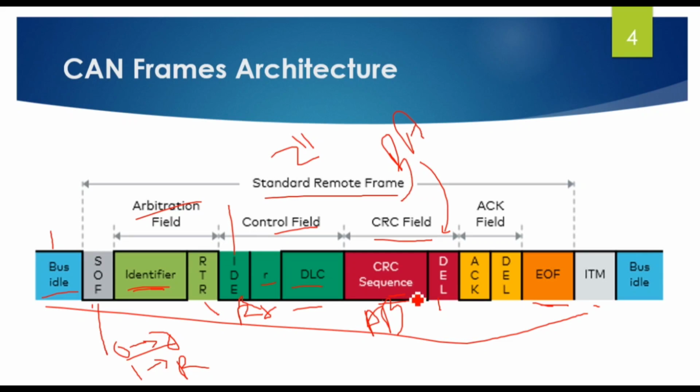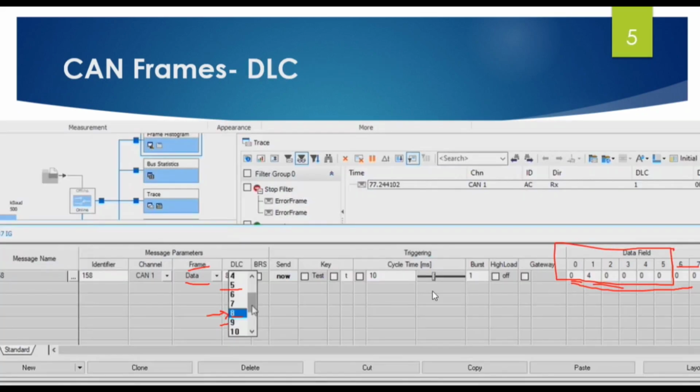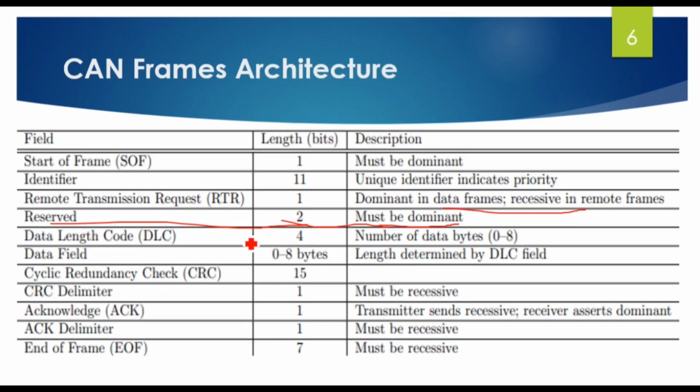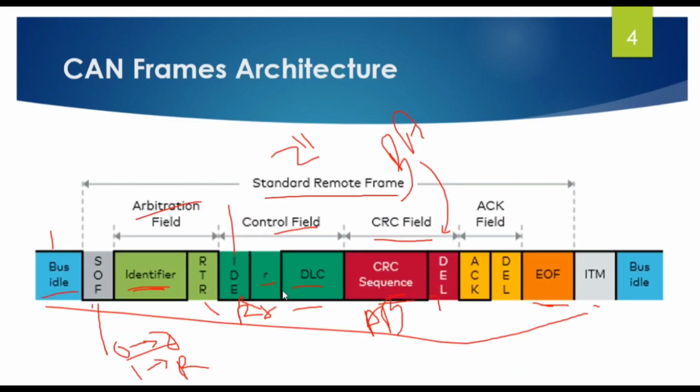Following the CRC field is the CRC delimiter, a single bit used to provide time for the receiver to validate the frame. Okay, so here you can see the CRC is 15 bits and the CRC delimiter is 1 bit, which must be recessive.